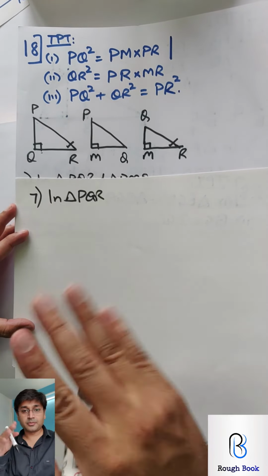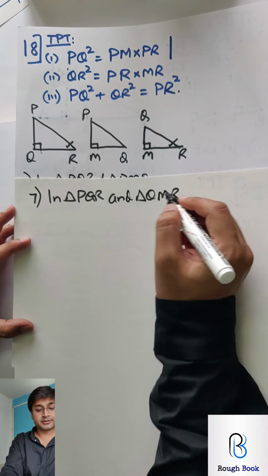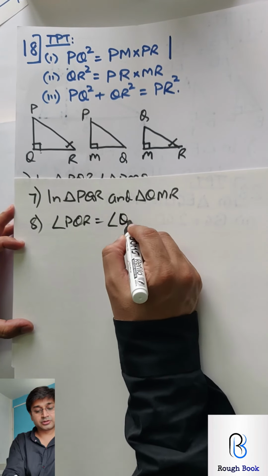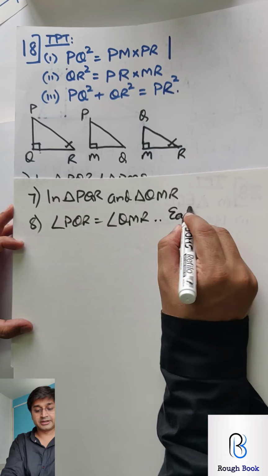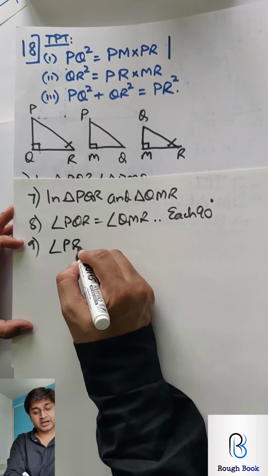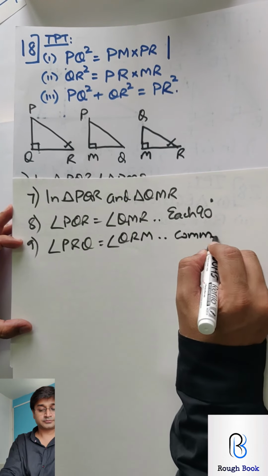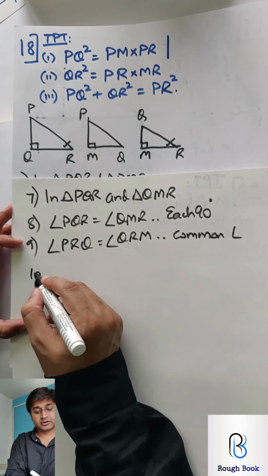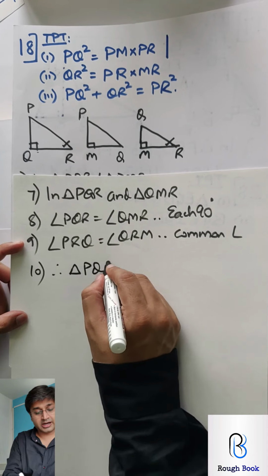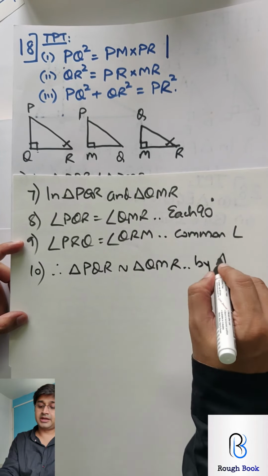Why are you copying? Stop, go away, try on your own and then come back. And triangle QMR, I can say that angle PQR equals angle QMR, each 90 degrees. Angle PRQ equals angle QRM, common angle. Always try and draw the diagrams outside like this, it will become much easier for you. Therefore triangle PQR is similar to triangle QMR by the AA test.